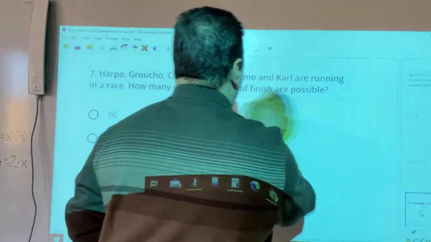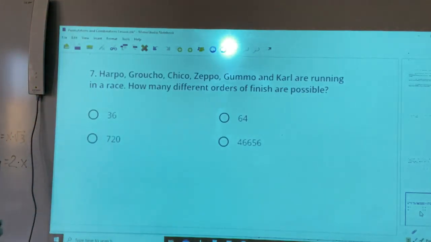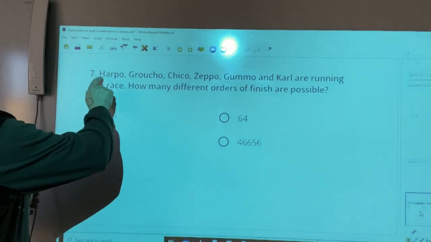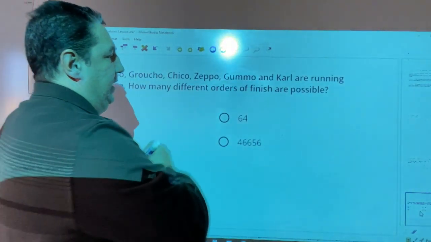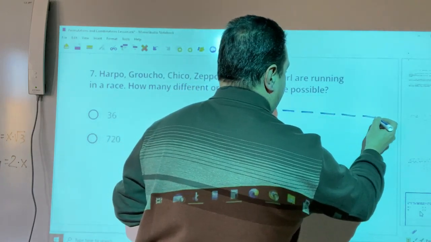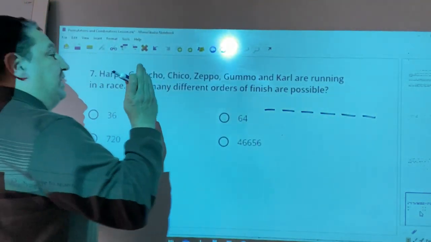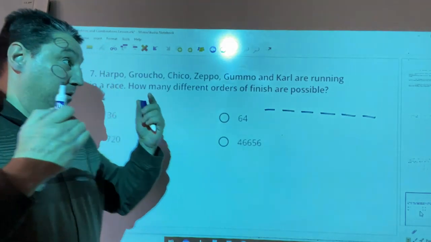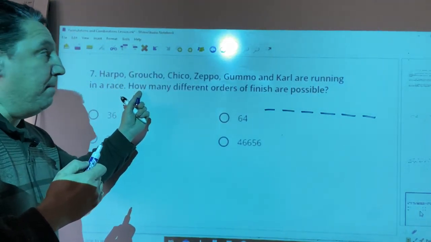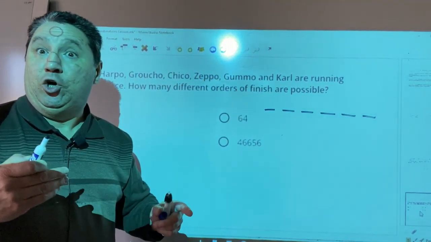And the last example is Harpo, Groucho, Chico, Zeppo, Gummo and Karl are running in a race. How many different orders of finish are possible, right? Because there are 6 people, right? There are 6 activities, right? 1, 2, 3, 4, 5, 6. Now, for the first place, we have 6 possible ways, right? Because any of these guys could be a winner, right?